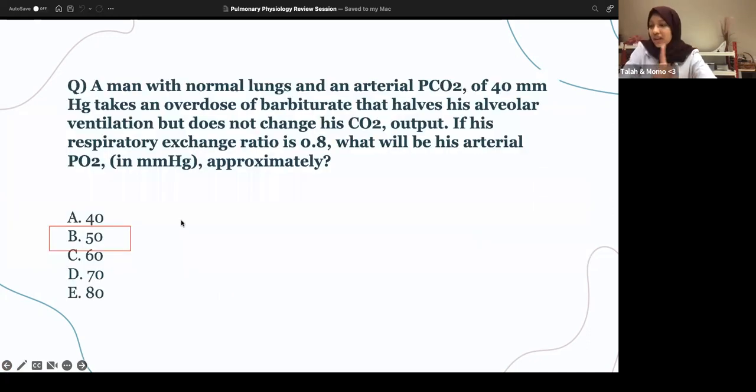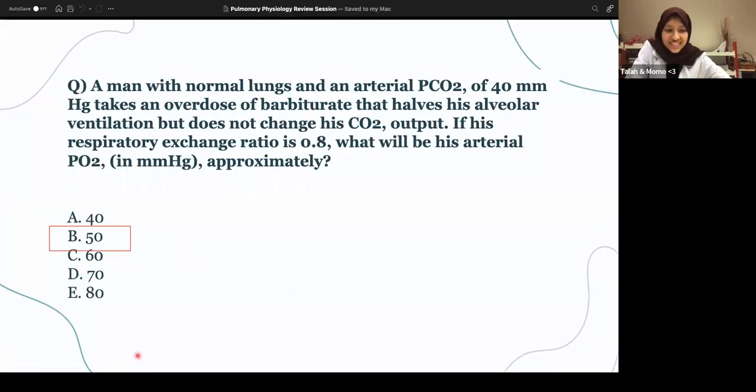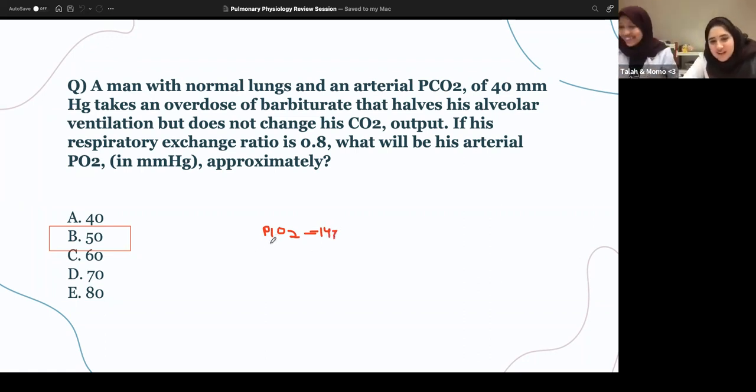That's why I'll put in the formula for this question, but wait, maybe I can type. I don't know if it's better. Okay, so PiO2 is 147. It will take so much time. Wait, let me try. And in this one, you want to find arterial PaO2.